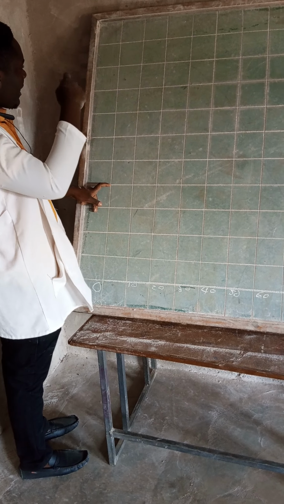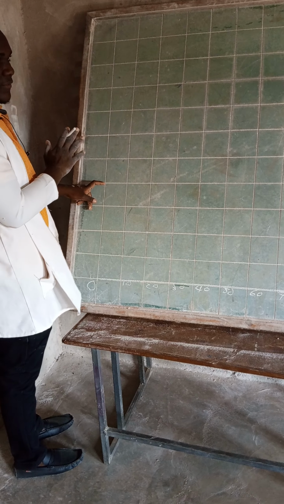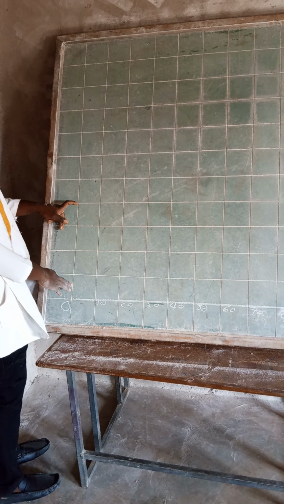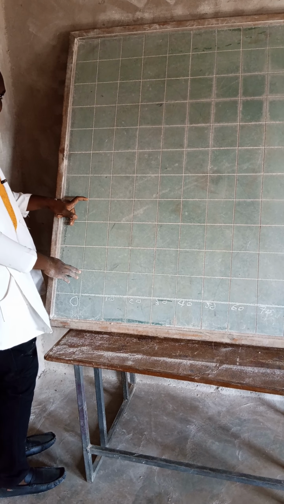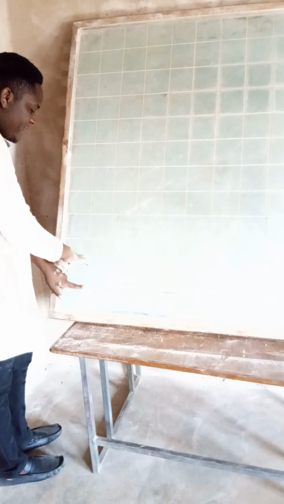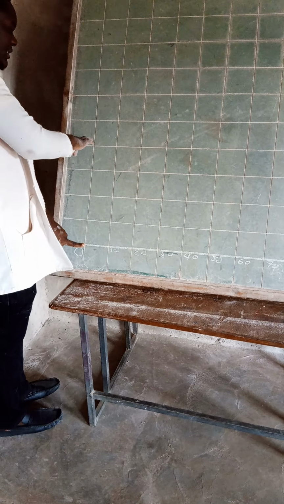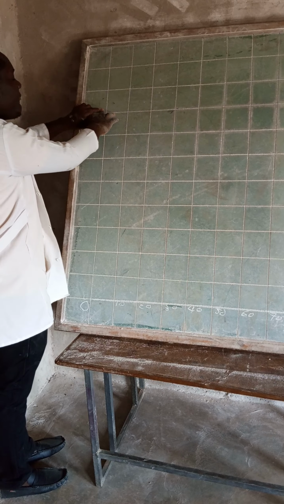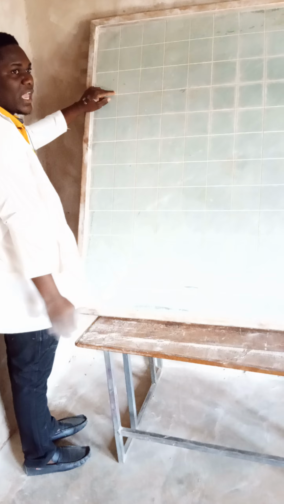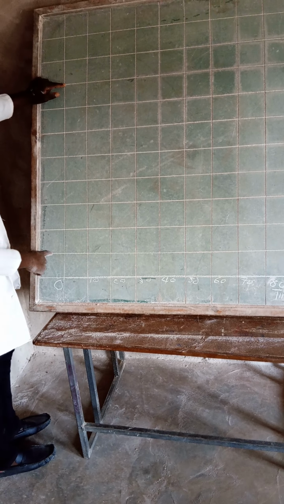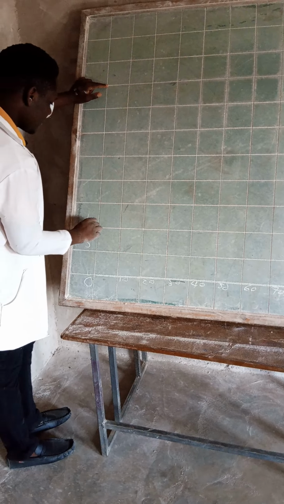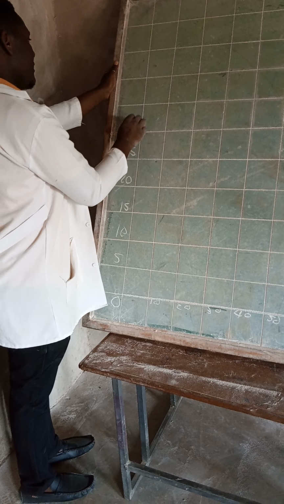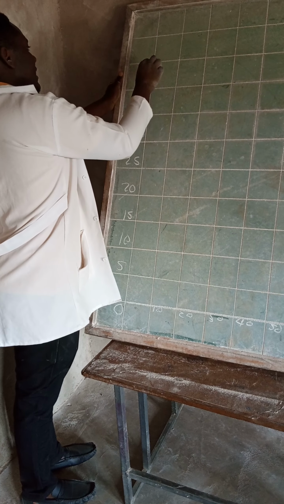Because we said it should cover at least 3/4 of the graph. So we'll try to use 5 units to represent 2 centimeters here. So this is 0, 5, 10, 15, 20, 25, 30, 35, 40. You see, at least it has covered 3/4 of the graph. So this scale makes sense. Here you are going to put 5, 10, 15, 20, 25, 30, 35, and 40.